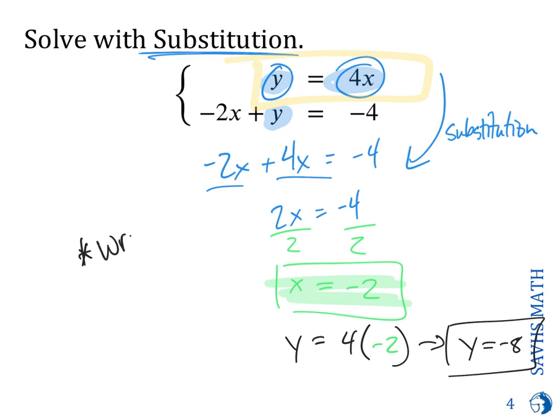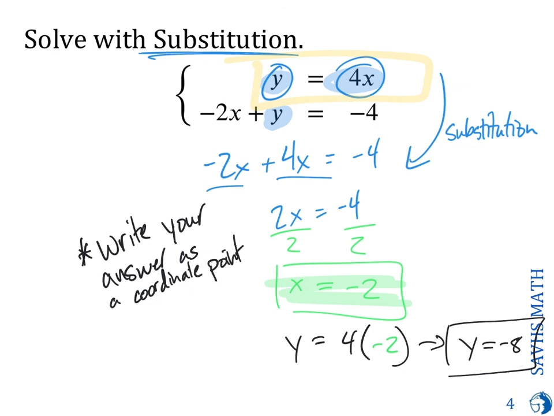Write your answer as a coordinate point. We always write the point x comma y. And so if I know that it's x, y, then I just need to write negative 2, negative 8. And there's my solution. This is my answer to this system.